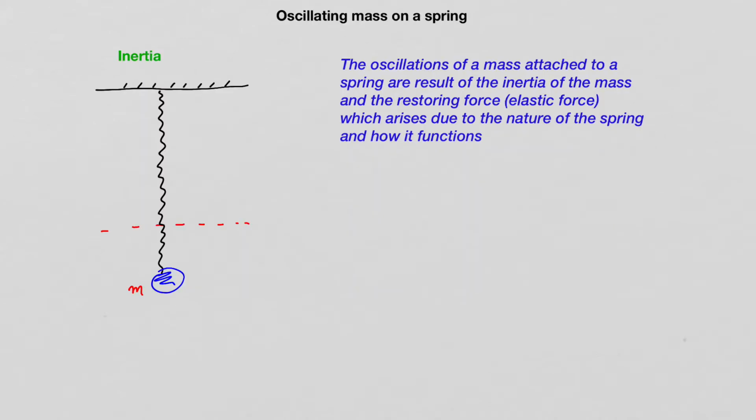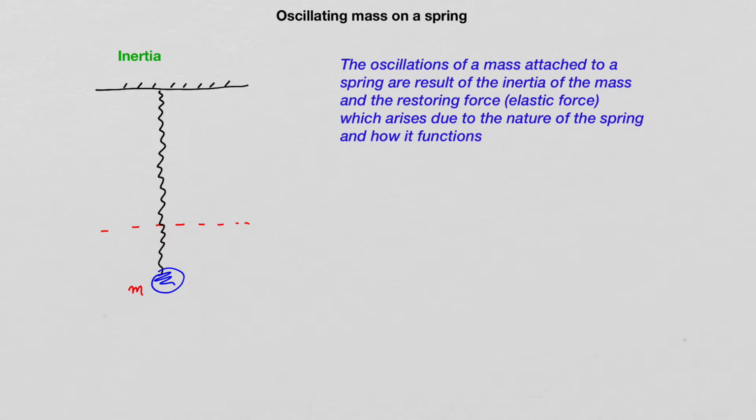Let's first discuss oscillating mass on a spring. The oscillations of a mass attached to a spring are a result of the inertia of the mass and the restoring force, which is elastic force in this case, which arises due to the nature of the spring and how it functions. Let's first look at the effects of inertia on the oscillations.